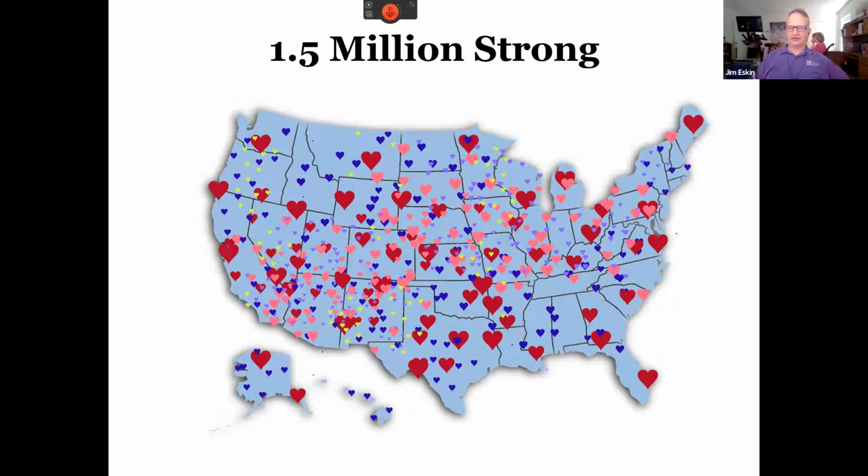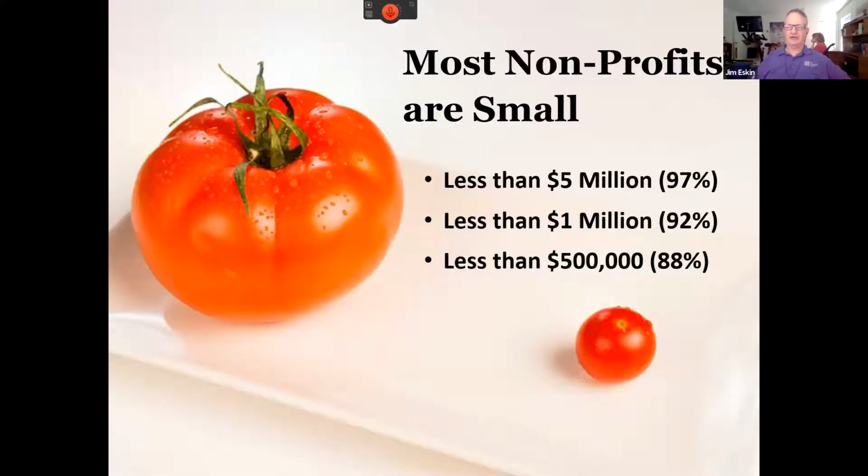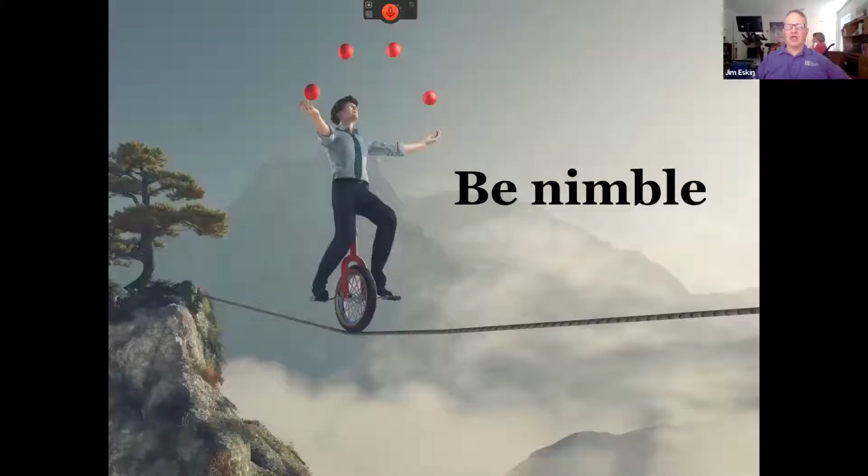There are 100,000 in Texas. There are 6,000 in San Antonio. I think I once researched it. I think the Bay State has something like 25,000 nonprofits. Bay State's Massachusetts, by the way. Most nonprofits are small in size. As you see from the graphic here, the overwhelming majority have annual revenues of under $500,000.